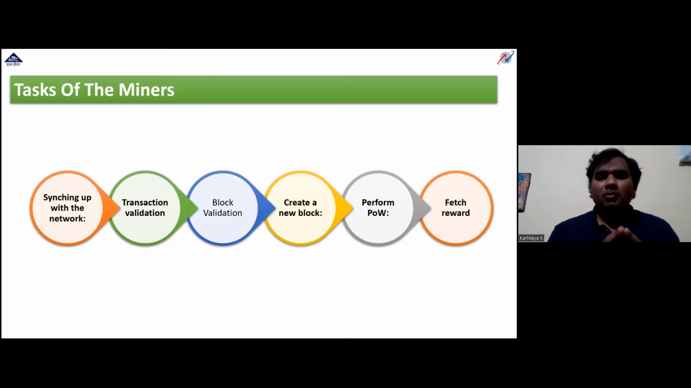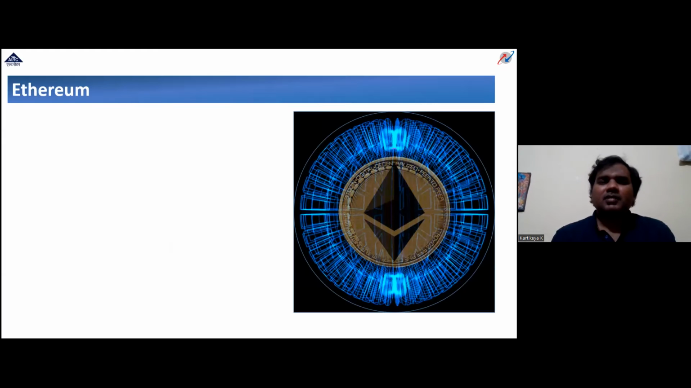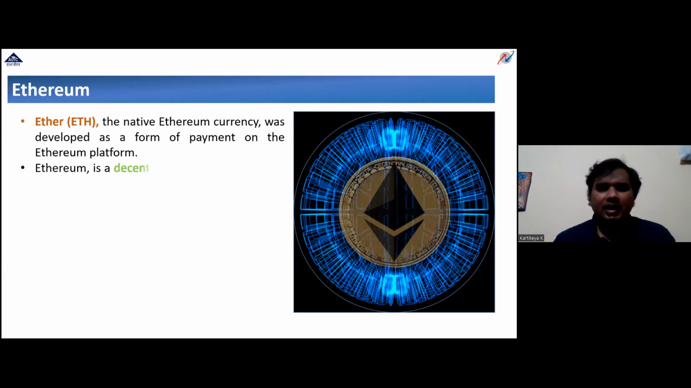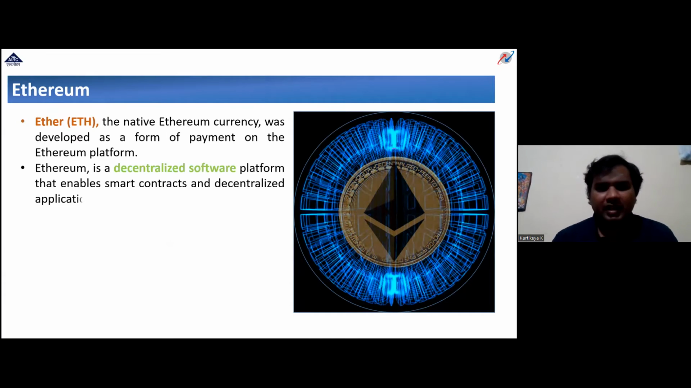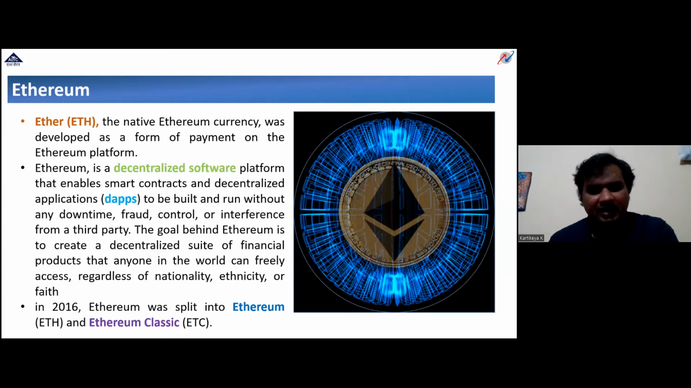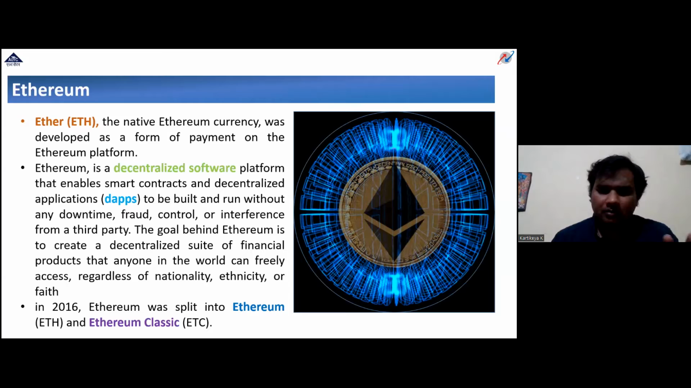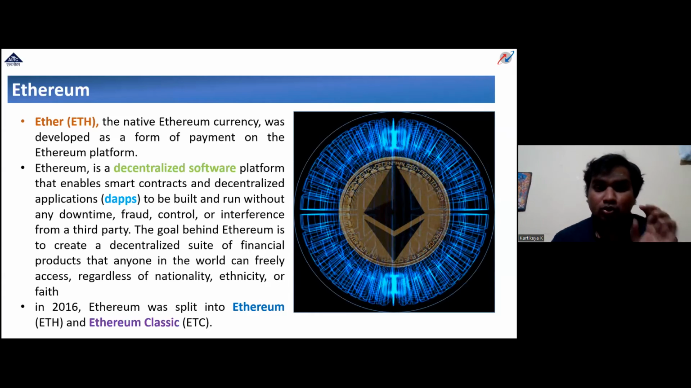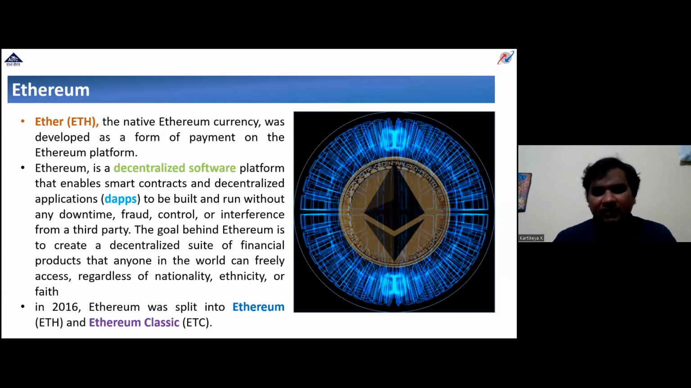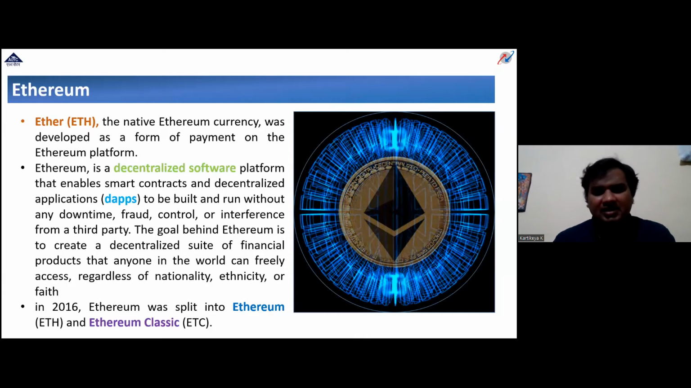Now, up to now, we saw only one type of cryptocurrency, that is Bitcoin. But Bitcoin is not the only cryptocurrency. There are some other cryptocurrencies, and one such famous cryptocurrency is Ethereum. Ether is the native Ethereum currency, which was developed as a form of payment on the Ethereum platform. The goal behind Ethereum is to create a decentralized suite of financial products that anyone in the world can freely access regardless of nationality, ethnicity, and faith.